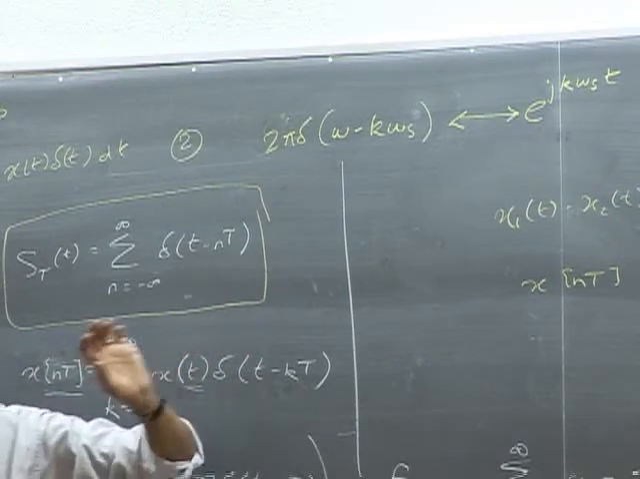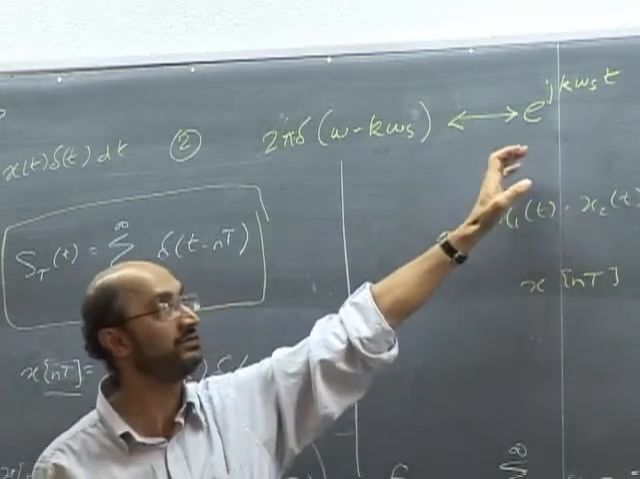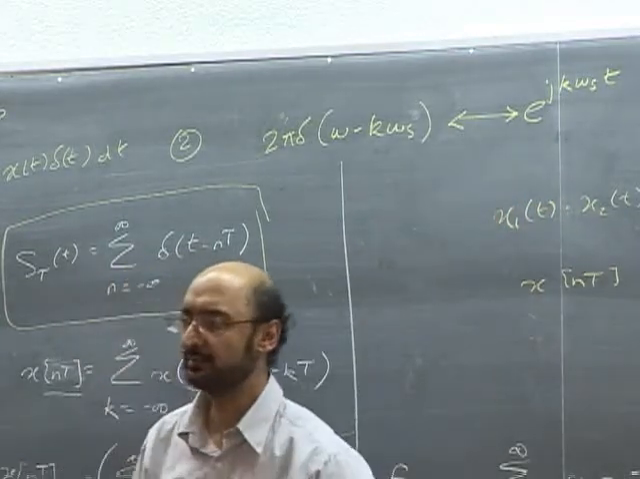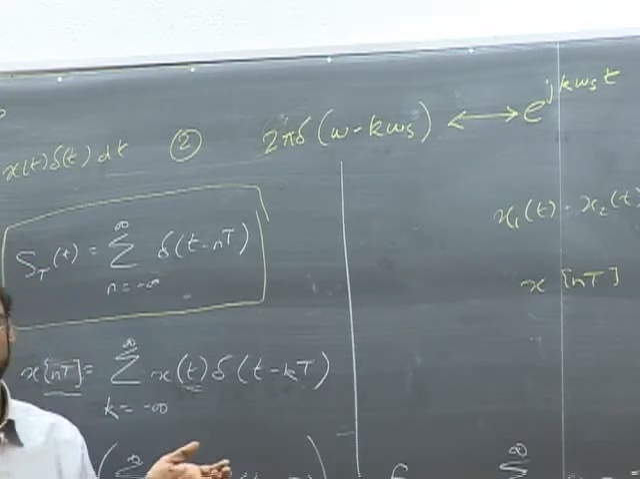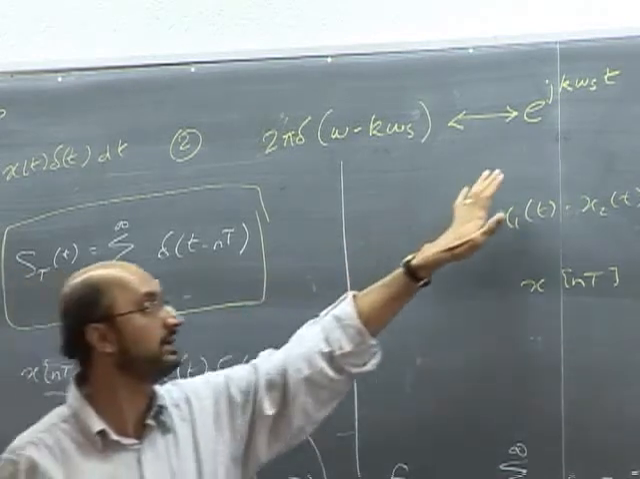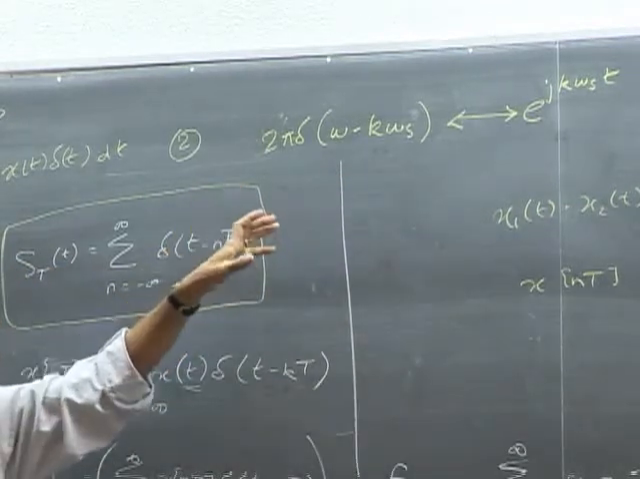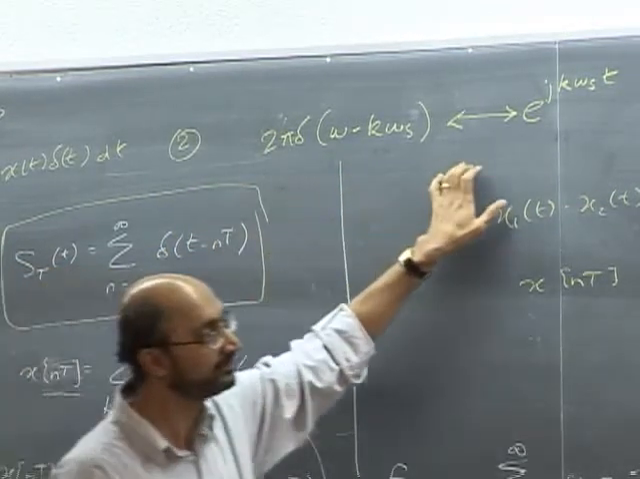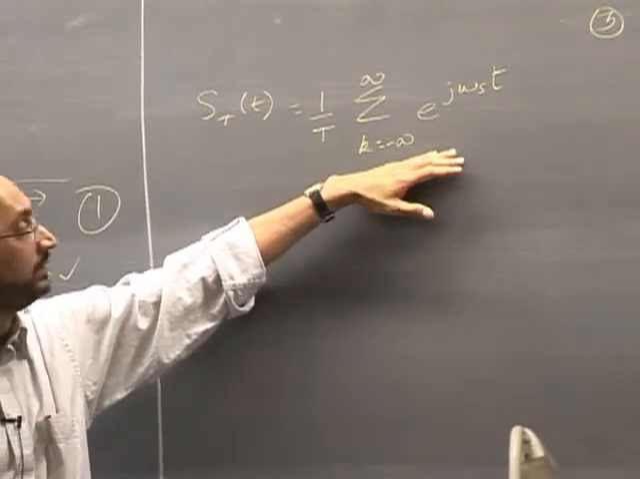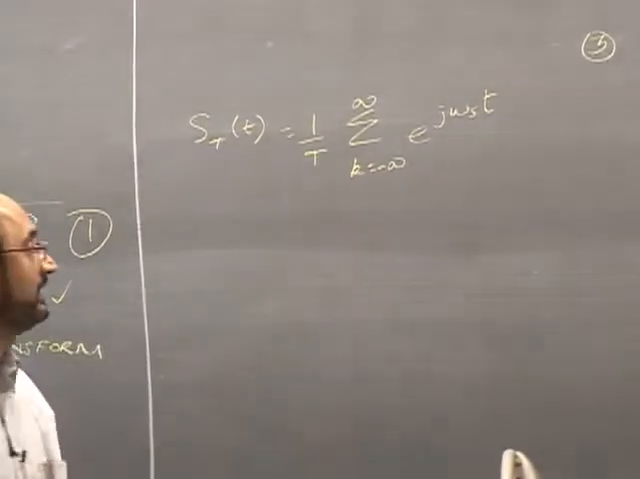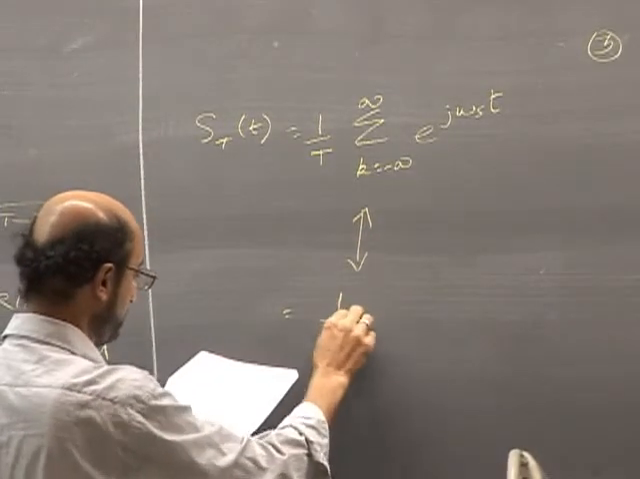If you shift in frequency by k omega_s, it's like multiplying in time by e to the jk omega_s t. We've seen this in the Laplace and the Fourier: a time shift by t naught corresponds to multiplication by e to the minus j omega t naught, and similarly there's a frequency shift over here. Again, this is a standard result. We can plug this in, and the Fourier transform for each of these e to the j omega_s t terms is going to be nothing more than 1 over T.